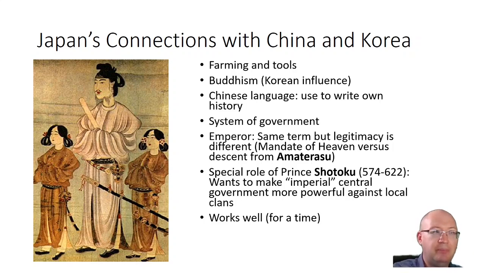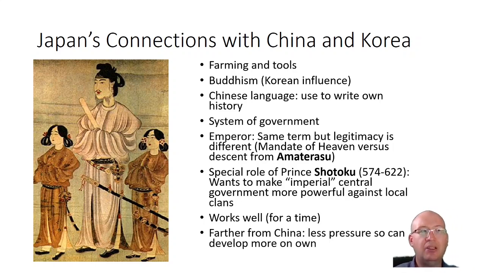And eventually it works well enough that we still have a Japanese emperor today, descended from the same family. Now, one thing I want to point out, because Japan is farther from China, there's less pressure on them so they can develop more on their own. Especially, it's a big deal to have an ocean between you and China because China doesn't really become a major naval power, at least not for a long time.